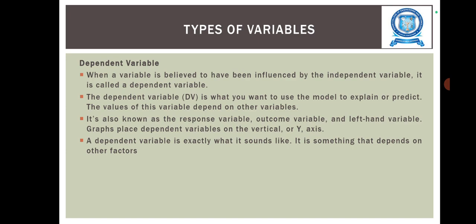Graphs place dependent variables on the vertical or y-axis. A dependent variable is exactly what it sounds like. It is something that depends on other factors. Consider the example: the blood sugar test depends on what food you ate, at which time you ate, etc. Unlike the independent variable, the dependent variable is not manipulated by the investigator. Instead, it represents an outcome, the data produced by the experiment.